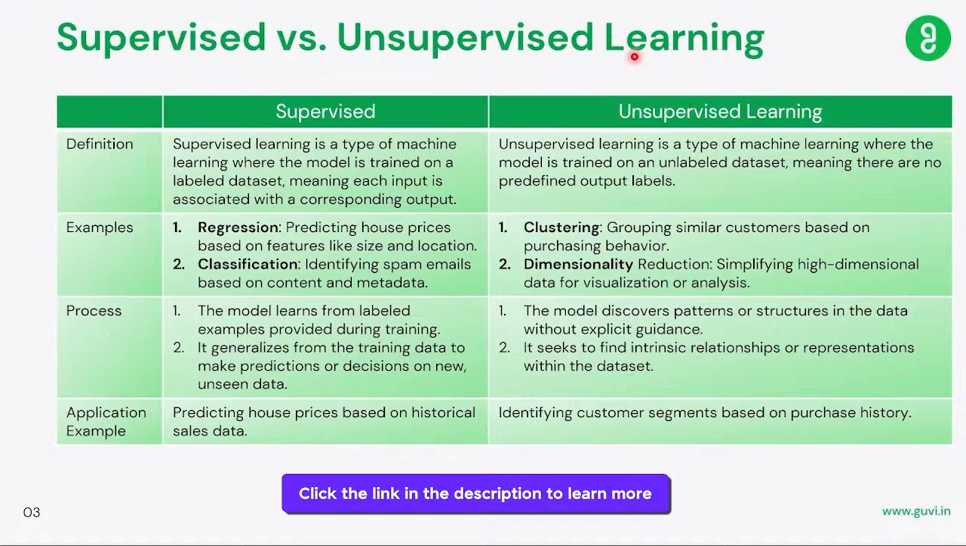So supervised learning, and a classic example of supervised learning is regression. Even before we get into various different examples, let's understand the definition. Supervised learning is a type of machine learning where the model is trained on a labeled data set, meaning each input is associated with a corresponding output.